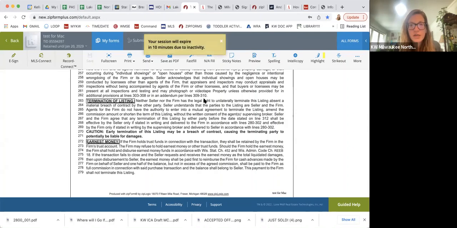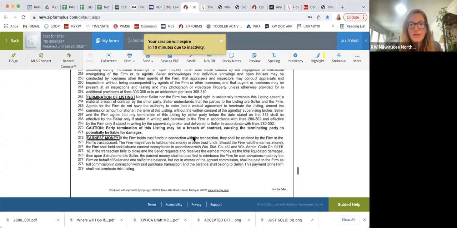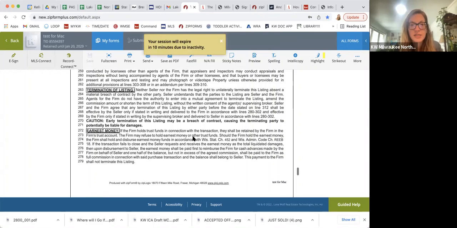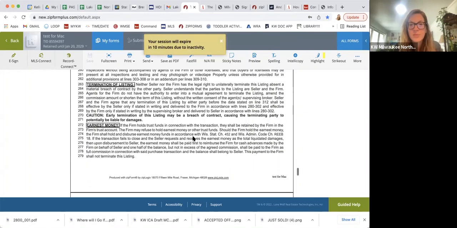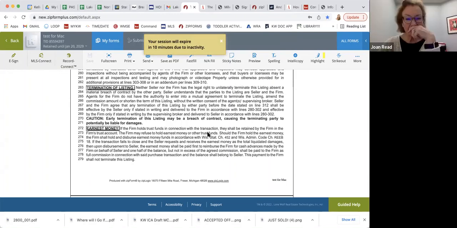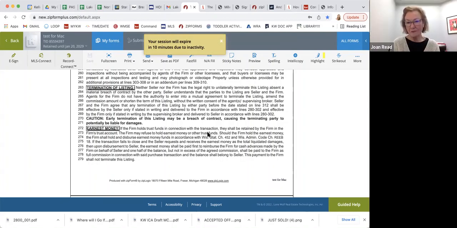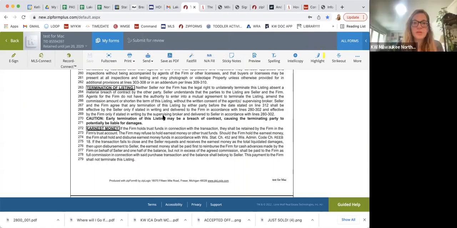Appraisers and inspectors may conduct appraisals and inspections without being accompanied by agents of the firm or other licensees, and buyers or licensees may be present at all inspections and testing and may photograph or videotape property unless otherwise provided for in additional provisions. So if your seller does not want their home to be additionally photographed or videotaped, then you would put that in additional provisions, and then we would communicate that through MLS private remarks.